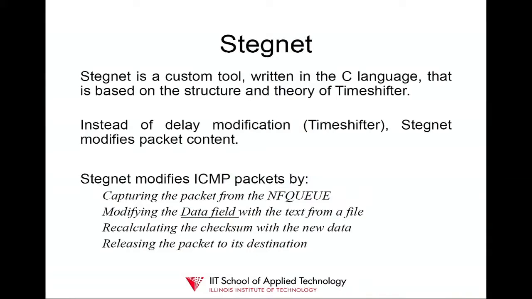Like I said, instead of delaying these packets, Stegnet modifies the content. It does this by capturing the packets from an NFQ, modifying the data field in these ICMP packets through the use of substitution, like Sam mentioned earlier. It would recalculate the checksum, and then push out those packets to their destination.